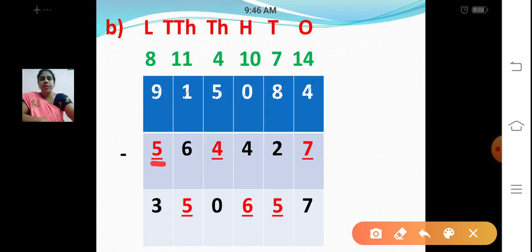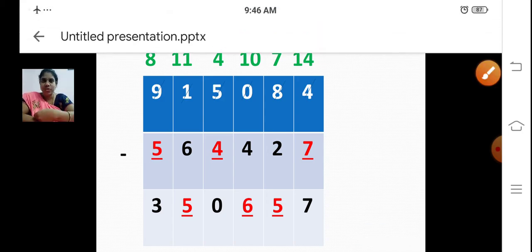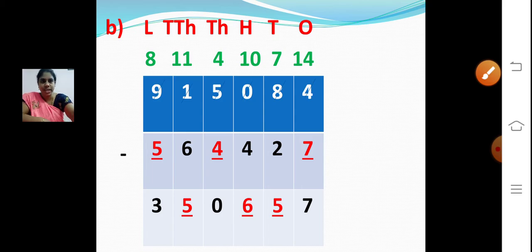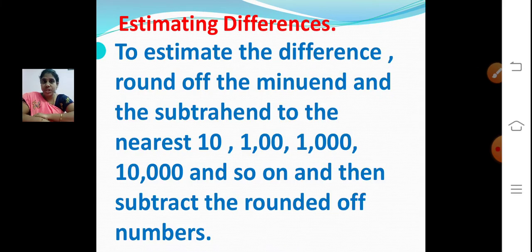So you know how to find out the missed out digits, right children? Yes. Now let's move on to the next one. Estimating differences. I think you all know this, right? To estimate the difference, round off the minuend and subtrahend to the nearest 10, 100, 1000, 10,000 and so on, and then subtract the rounded off numbers.